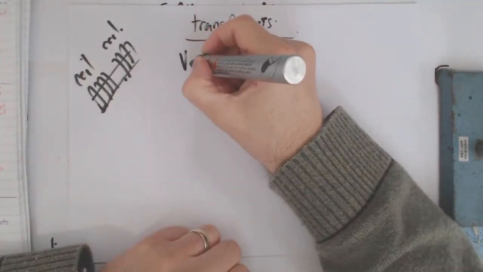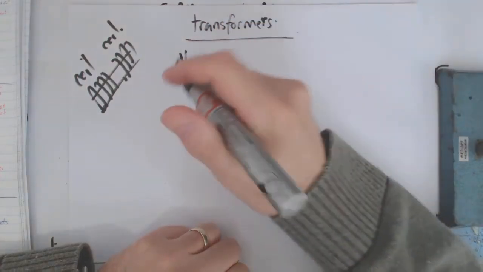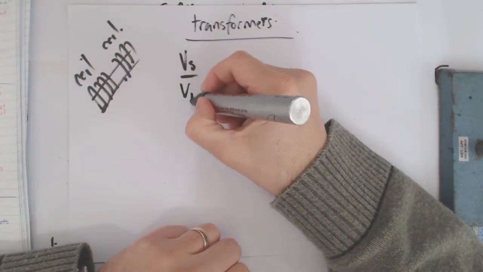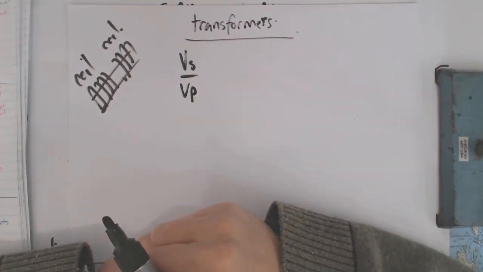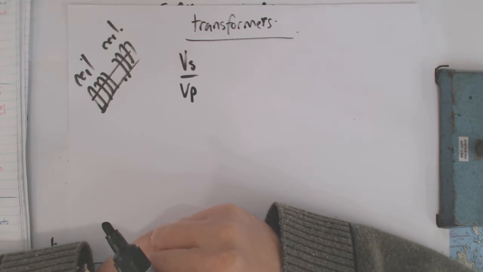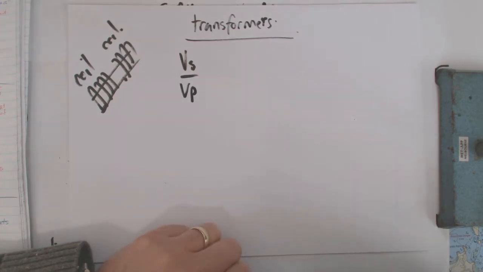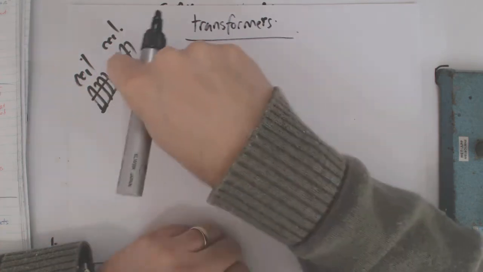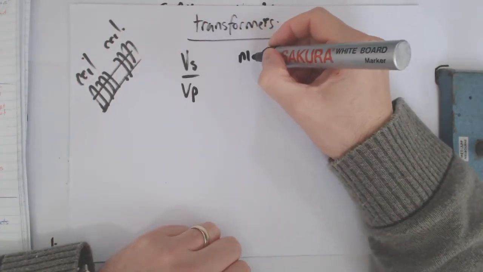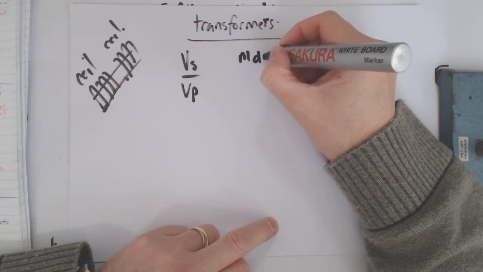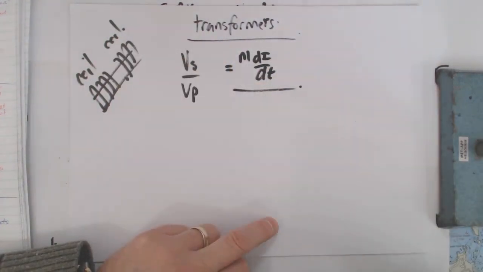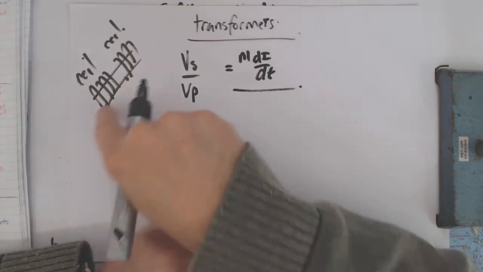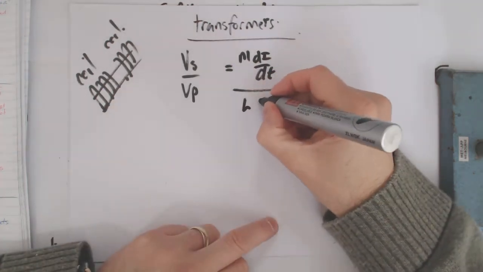And so we can actually ask ourselves questions like, well, what's the voltage you're going to get out of that one if you put a voltage into this one? Vs and Vp. So how are we going to figure out Vs and Vp? Well, we could just use our Faraday's law. And so Vs is the one that's got the mutual inductance, and we can divide that by the voltage that's in the primary, and that's just L di/dt.